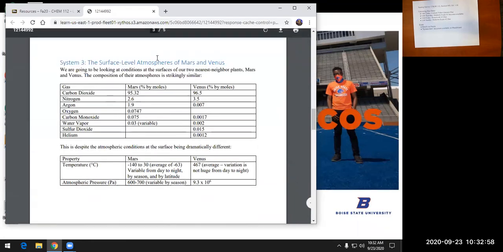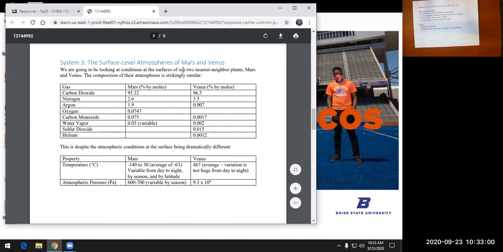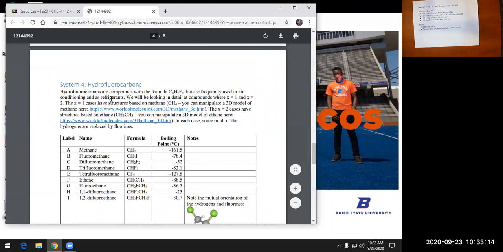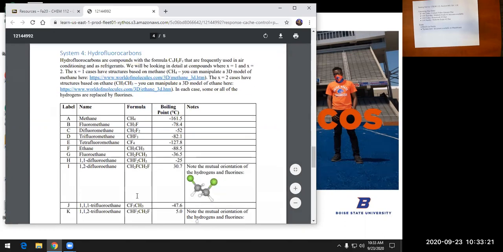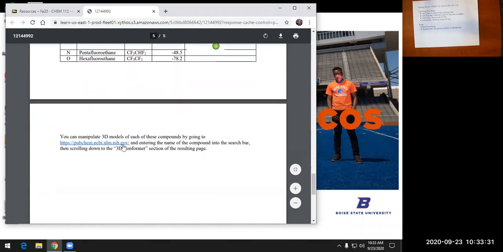I have here some information for system 3, which is looking at the surface level atmosphere of Mars and Venus. So we have atmospheric composition and the properties such as the temperature and the pressure of the atmospheres of Mars and Venus. And the fourth system is looking at a series of what are known as hydrofluorocarbons. We've got the list of the hydrofluorocarbons, their boiling points, and some comments about them, as well as links to places where you can see 3D structures of them if you wish.